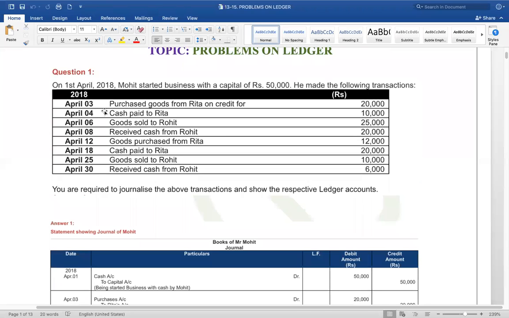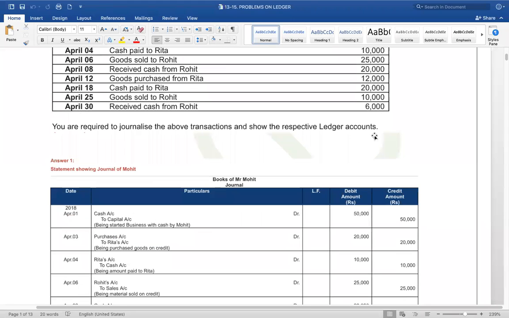Come to April 4th. Cash paid to Rita. When cash is paid by the company, cash goes out. Credit what goes out. Credit when it goes out. Cash is going out. It has to be credited. Debit the receiver who is receiving. It is Rita who is receiving this cash. So debit Rita. Let's come to it.